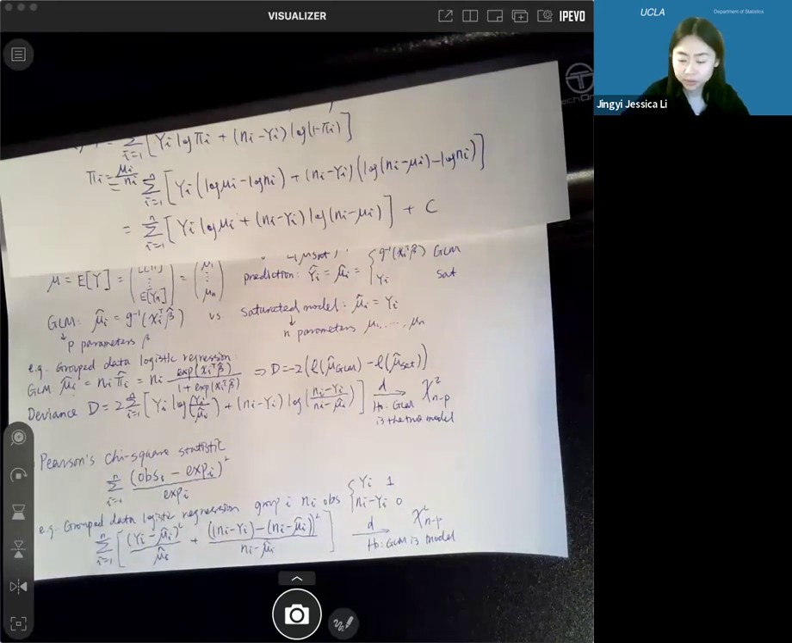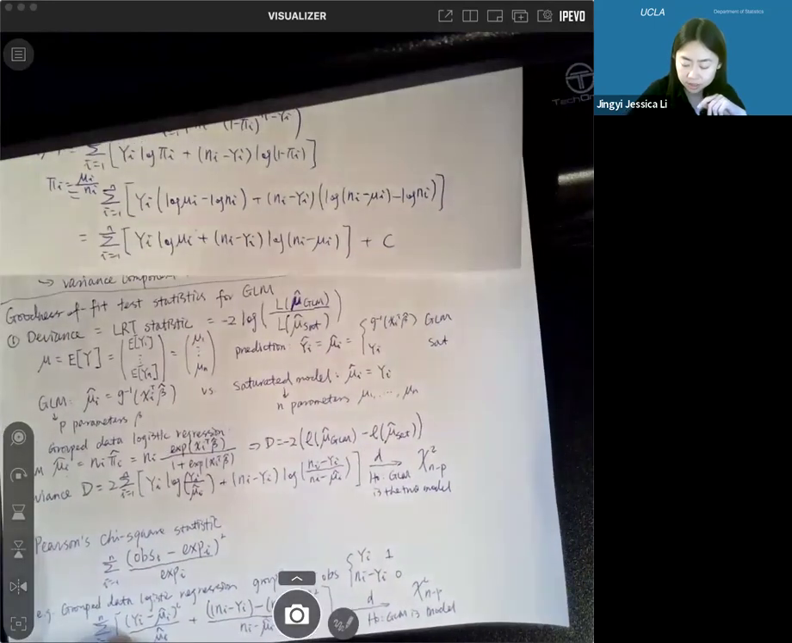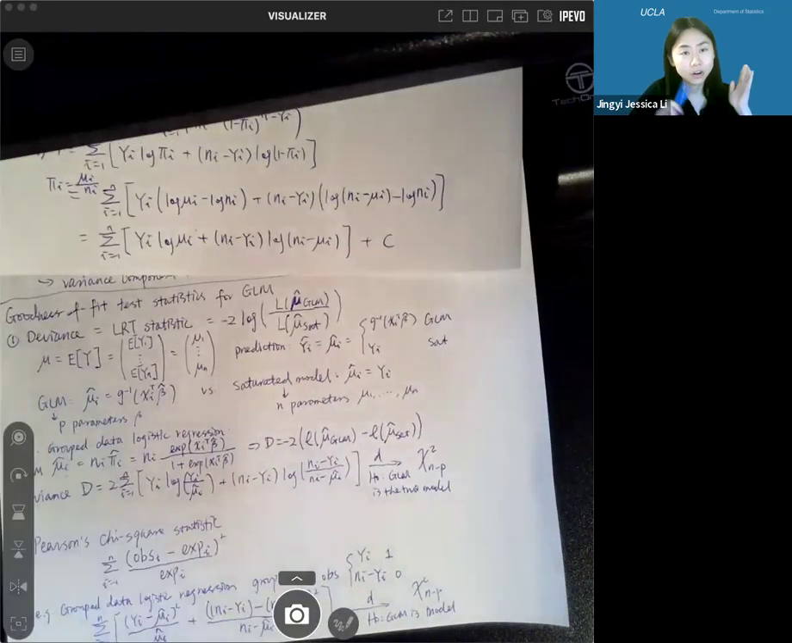Any questions before we continue? We introduced two goodness of fit test statistics, deviance and Pearson's chi-square. Our goal is to assess whether the fitting of the generalized linear model is good enough. Is it good enough to be considered similar to the saturated model? So we are happy with the fitting.